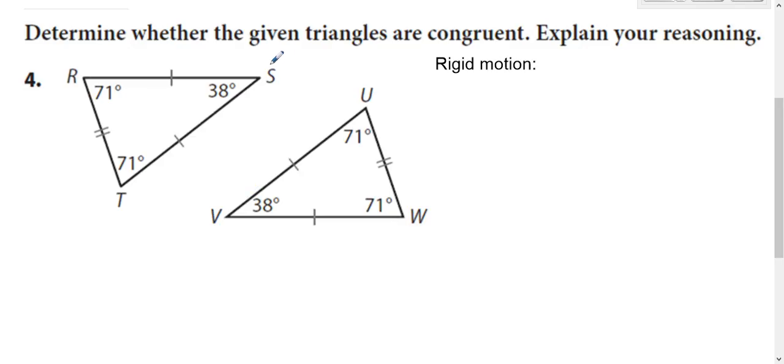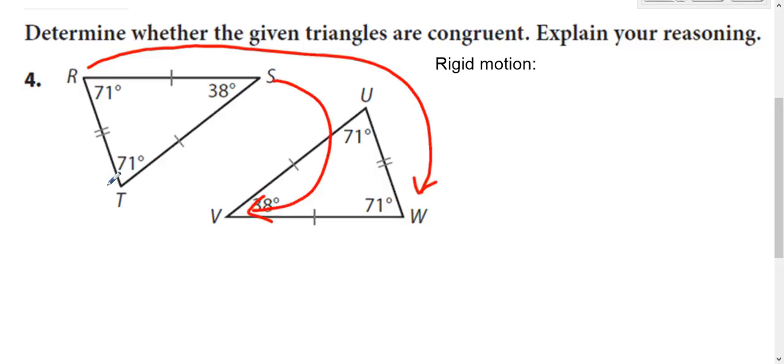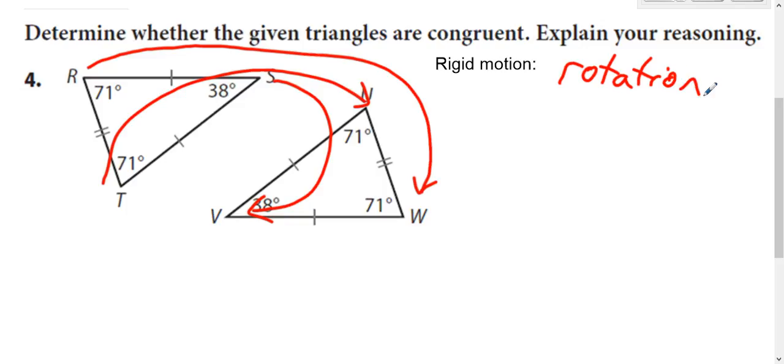And you would just have to rotate around. So this R would rotate around to W, S could rotate around to V, and then T can rotate around to U. So the rigid motion will be a rotation. Looks like about 180 degrees.